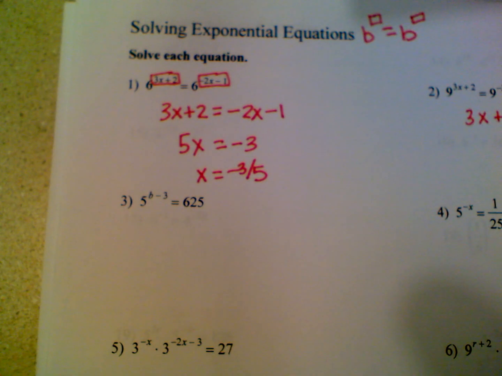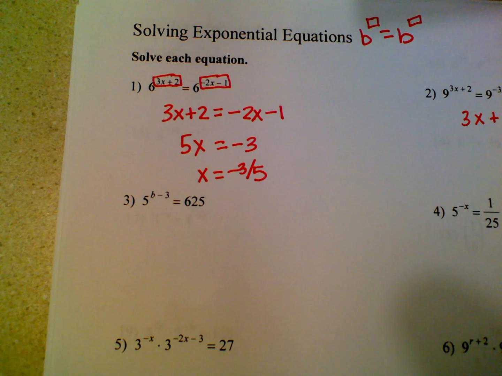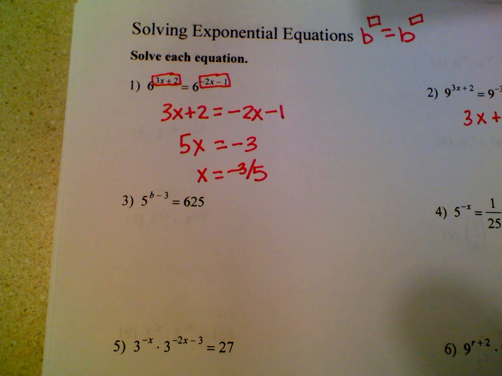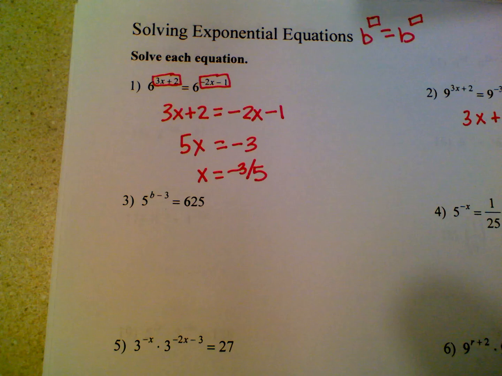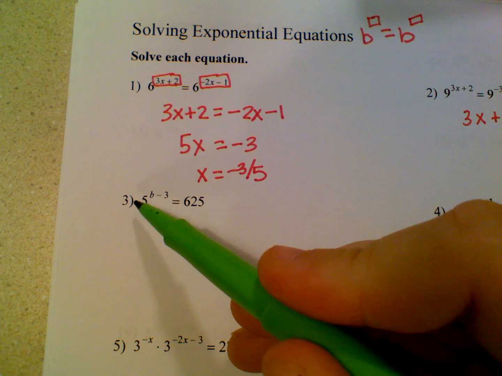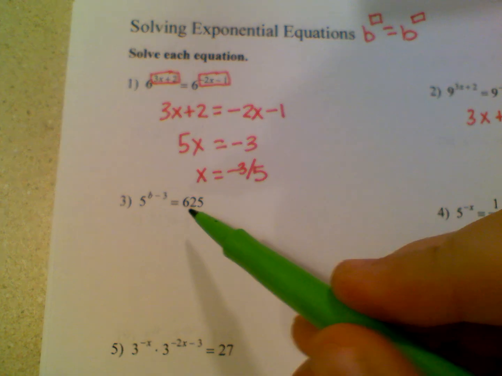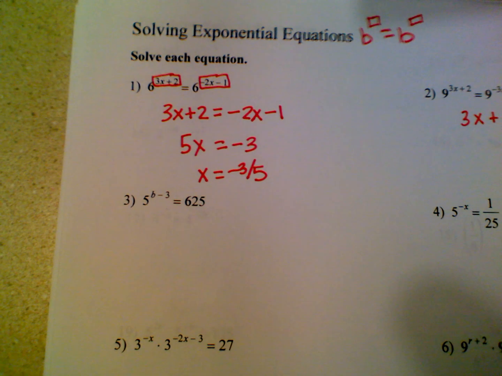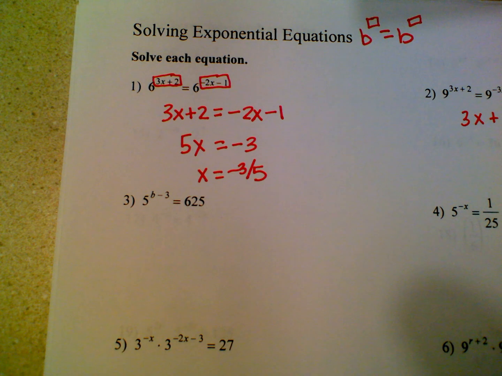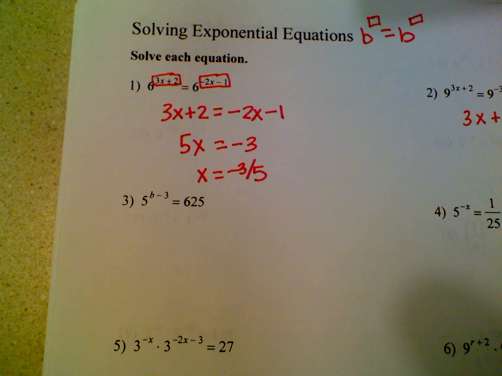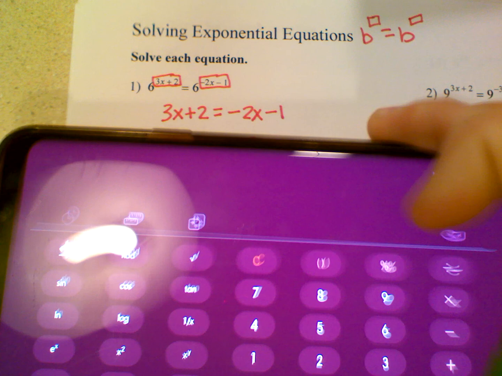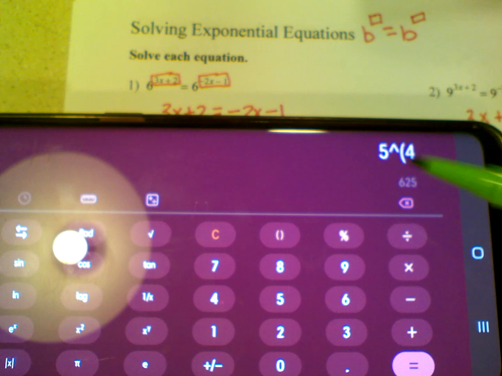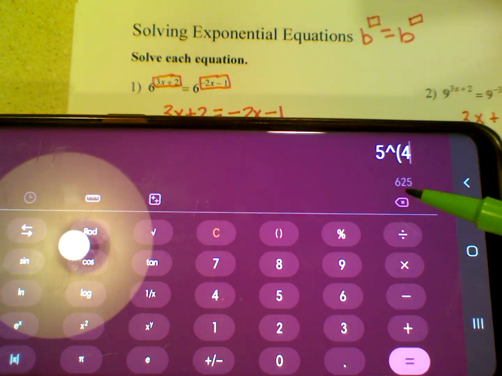All right, these do get harder, obviously. So here's the next one, and we're going to use this same property that we want to get both bases to be the same so that we can set their exponents equal to each other. And so right now I have 5 to a power, and then I have 625. And it might not jump out at you, but 625 is actually 5 to a power. And so you're probably going to need a calculator for this lesson as well. And I'm going to show you on my calculator, I just typed in 5 to the power of 4, and 5 to the power of 4 is 625.